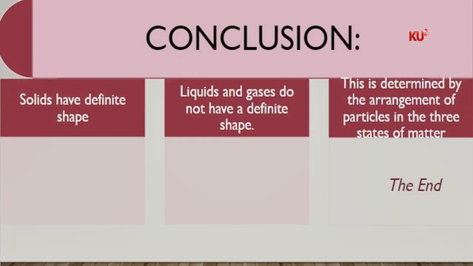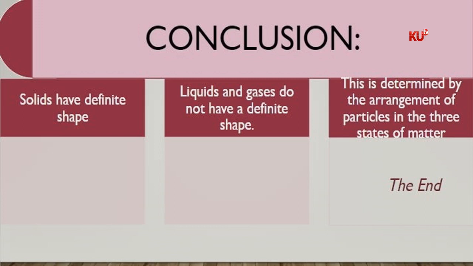The conclusion we can make from what you have learned, one, is that solids have a definite shape. The reason they have a definite shape is because the particles in them are very close together in a regular pattern, and it cannot be distorted by changing the position from one to the other. Because of that closeness and that regular arrangement of particles, the shape in solids remains the same.